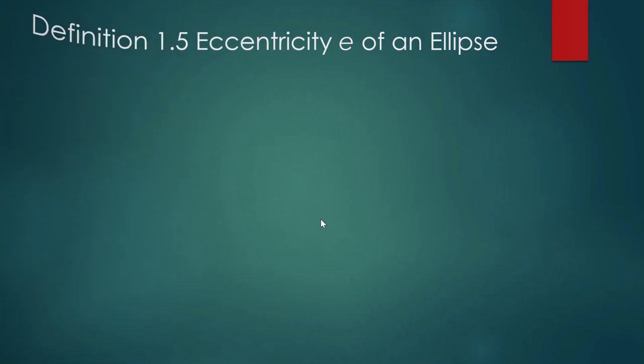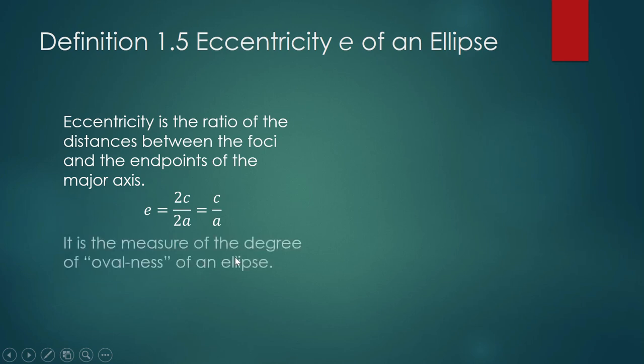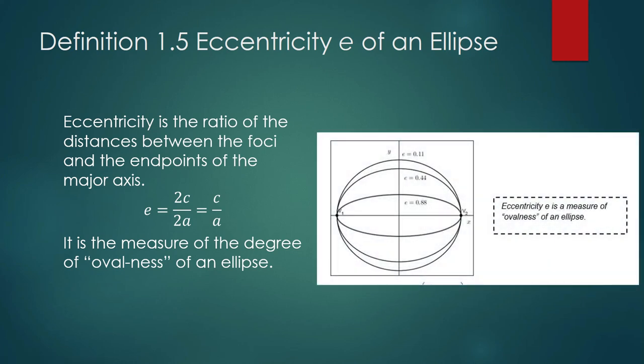Let us review the significance of the eccentricity. Our symbol is E. It's the ratio between the distances between the foci and the endpoints of your major axis. Simplifying that leads us to the equation C over A. It is a measure of the degree of ovalness of an ellipse. When our eccentricity is close to 0, our ellipse approaches the shape of a circle. When our eccentricity approaches the value of 1, our ellipse becomes flatter and flatter and flatter. Looking at your ellipse from afar, the whole thing looks like a line segment.